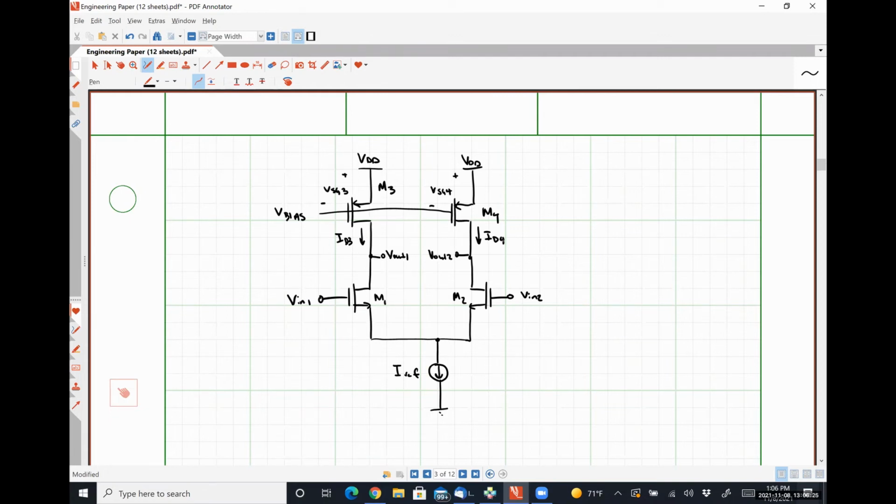And therefore, R out 3 has to be equal to R out 4. We can just call it R out P. Right? So tying those gates together makes those transistors have the same drain current, which means they have to have the same transconductance and the same output resistance.